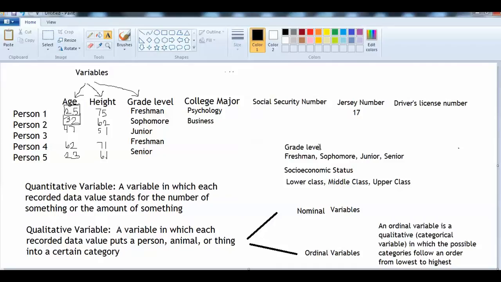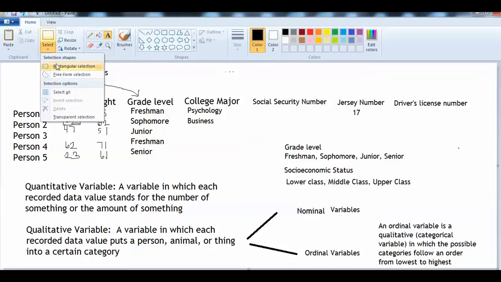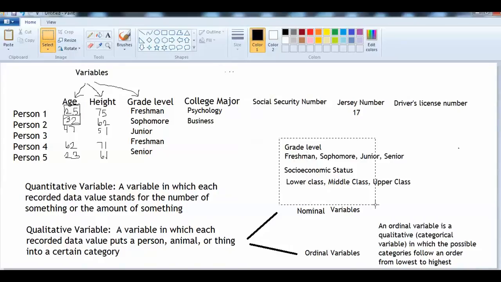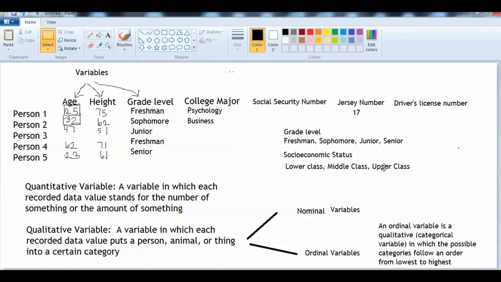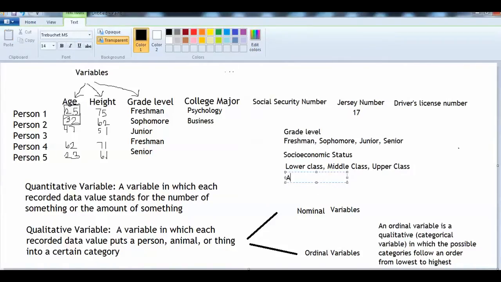We talked about how age is quantitative, but sometimes people talk about ages as being age groups or age categories. So when you think about age group, and you have categories like child, adolescent, and adult, age group is actually an ordinal variable. Age in years is quantitative, but age group is ordinal.